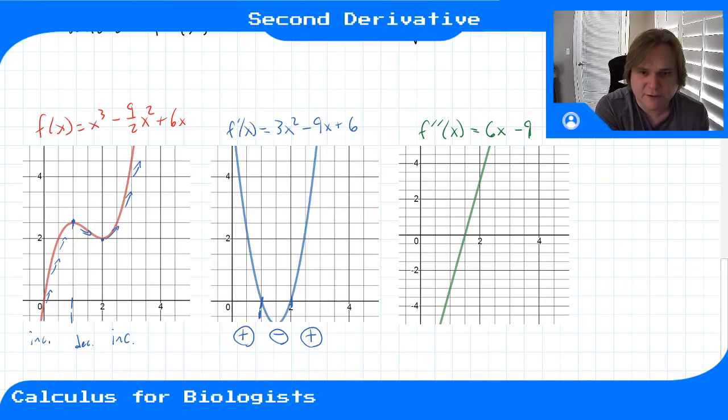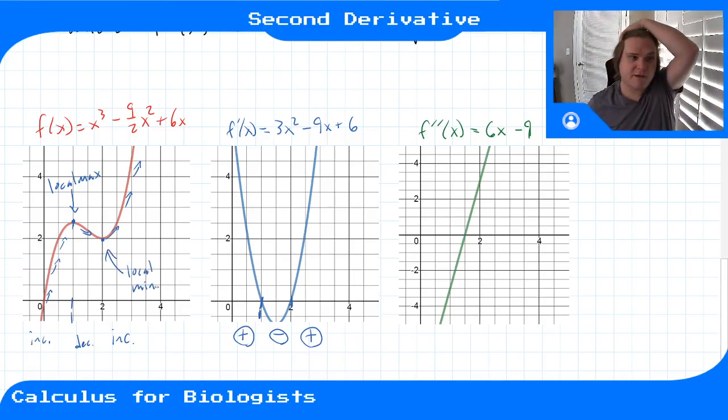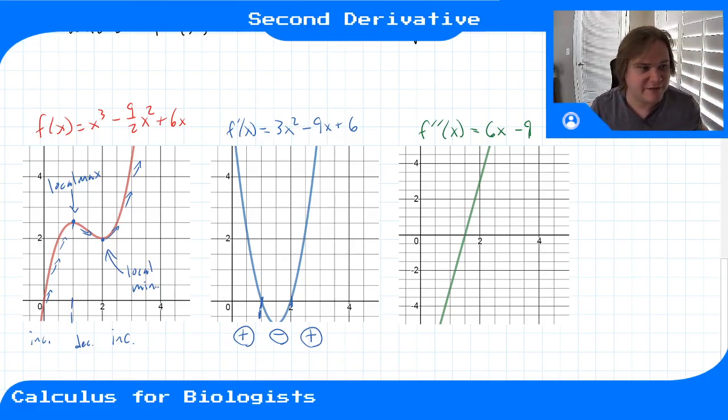And so at these little hilltops and valleys, we have our local mins and local maxes. So I'll write that on here. Local min, sorry, this is a local max. It's the maximum at the top of the hill there. And this is a local minimum. Okay. So this is all information we've kind of seen before.